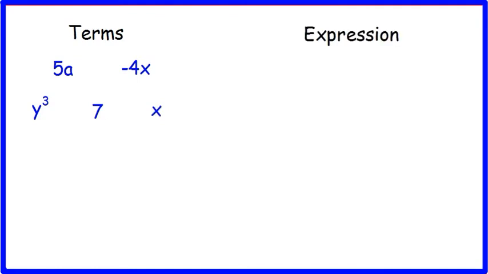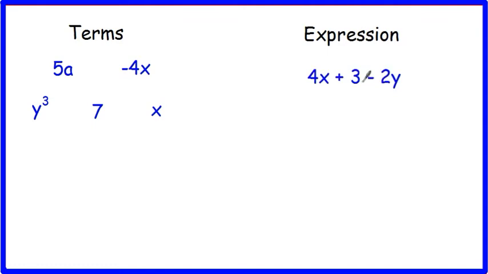So here's some terminology. A term is a single item. So 5 multiplied by A is a term. Minus 4x is a term. Y cubed, Y multiplied by Y multiplied by Y, is a term. 7 is a term, and X is a term. Now, when we put terms together, we get expressions. So when there's more than one term, we have an expression.